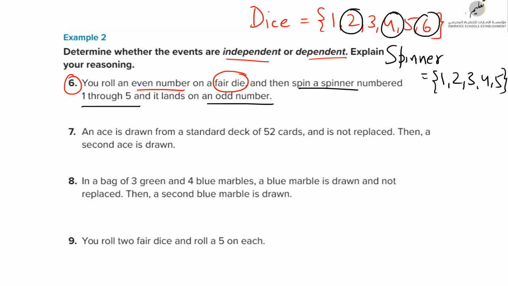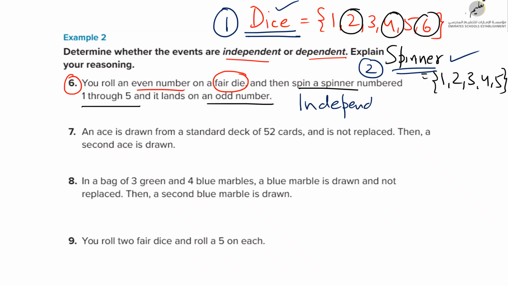Now think, are these independent or dependent? See, one object is dice, another is spinner. Are they connected? Think. Yes, you're right. They're not at all connected. The number that will come on the dice and the number that will come on the spinner, not at all connected. So this is disconnected and therefore this is an example of independent events.